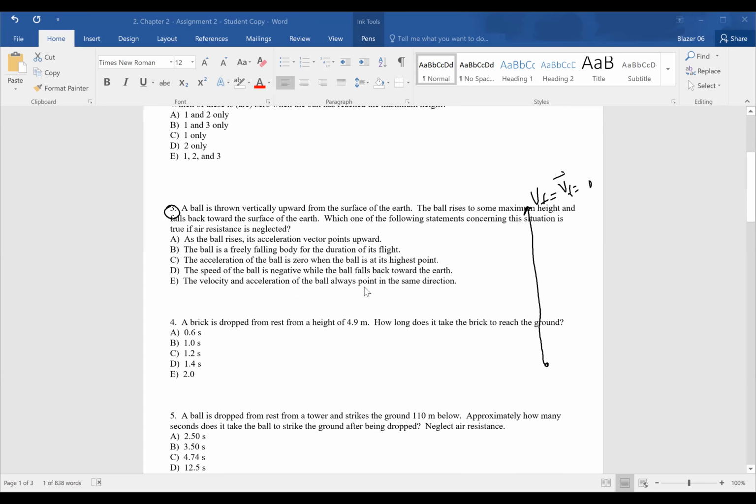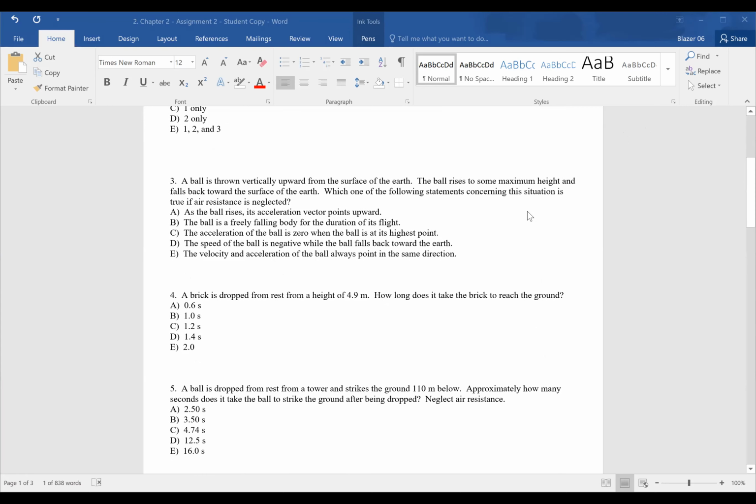Okay. Let's move on down to a problem like number 4. Let's make sure we understand how to set the problem up. The first thing you do is identify what is given. A brick is dropped from rest. That means the initial speed is 0. From a height of 4.9 meters. So now this is my height.